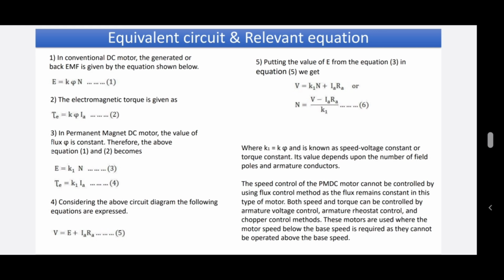The speed of the permanent magnet DC motor cannot be controlled by using the flux control method, as the flux remains constant in this type of motor. Both speed and torque can be controlled by armature voltage control, armature rheostat control, and chopper control methods. These motors are used where motor speed below the base speed is required, as they cannot be operated above the base speed.